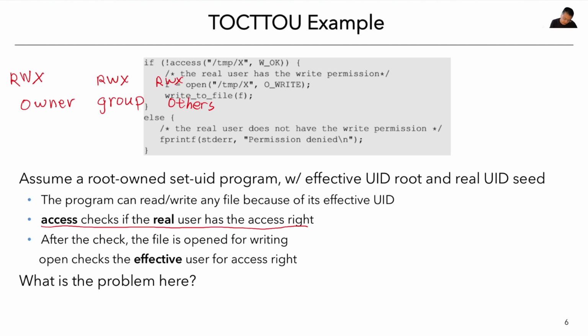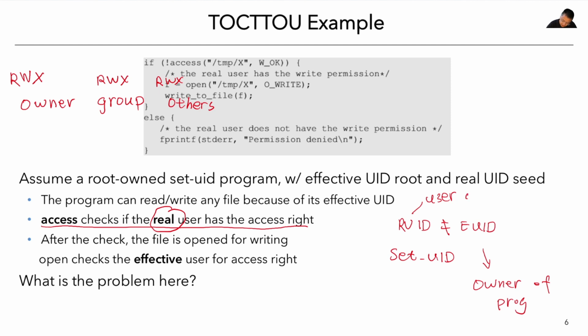So access checks if the real user has the access right. Normally the real UID equals the effective UID. But in one situation, they can be different. That's the Set-UID program. In a Set-UID program, the effective UID equals the owner of the program, and the real UID will be the user of the program.